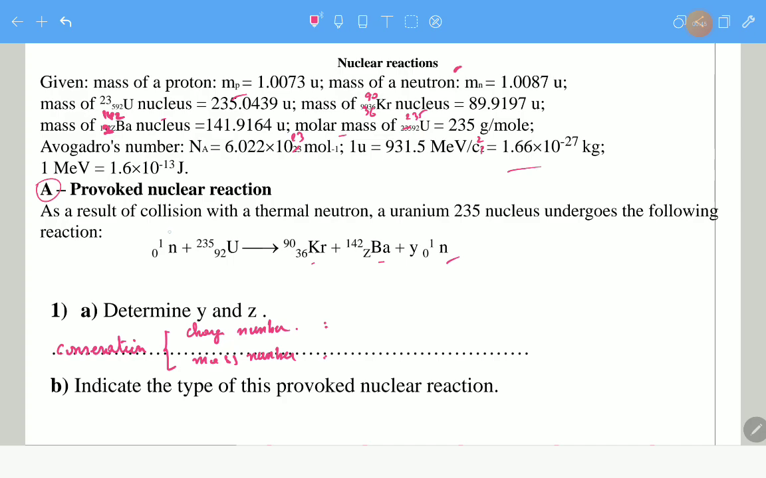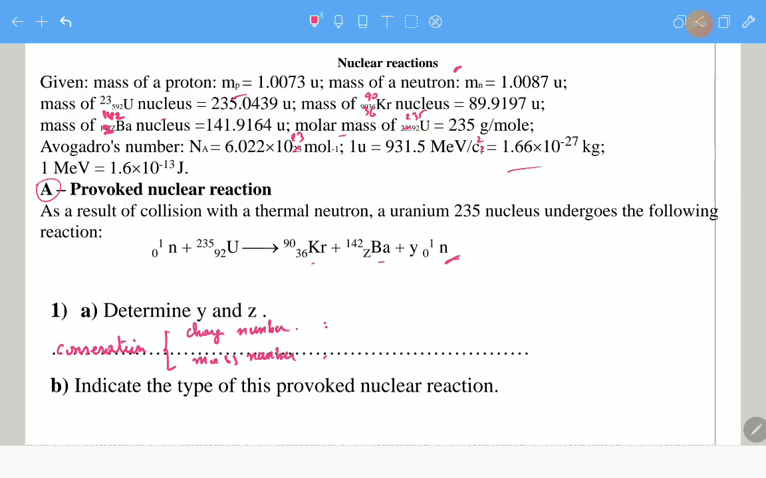So, the first question, provoked nuclear reaction. As a result of collision with a thermal neutron, a uranium 235 nucleus undergoes the following reaction. Okay, the first question is to compute y and z in this equation.